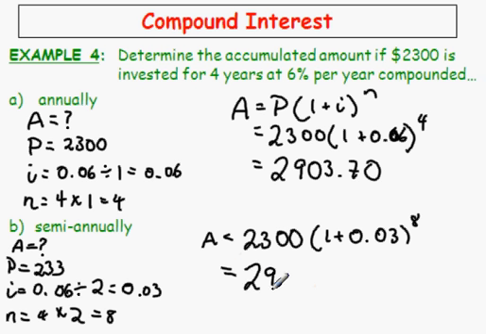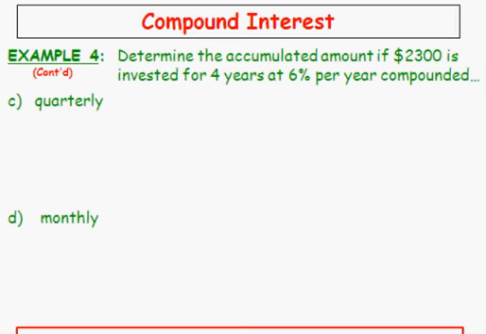Okay, so this is $2,913.57. Okay, so you can see by investing the same amount of money at the same interest rate for the same amount of time, we actually earned $10 more by compounding it semi-annually. So we're just going to do the same question using quarterly and monthly.